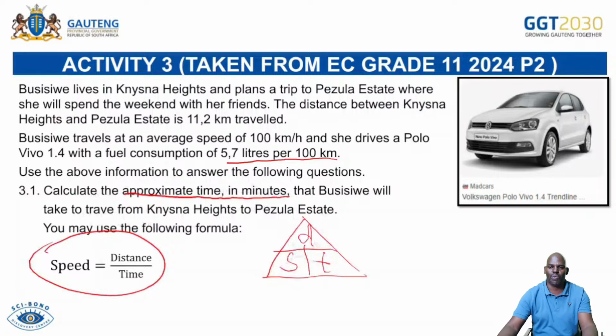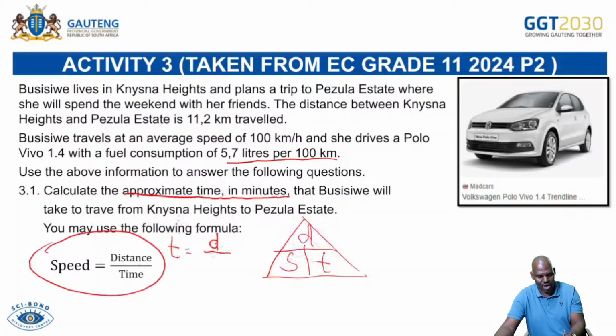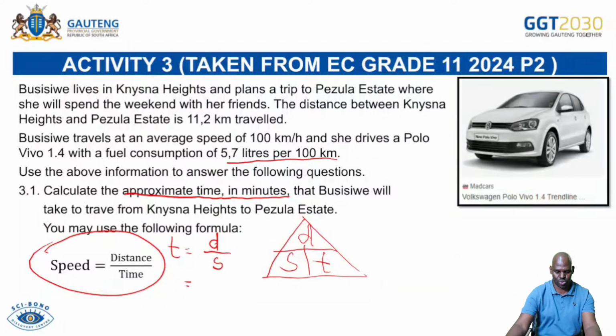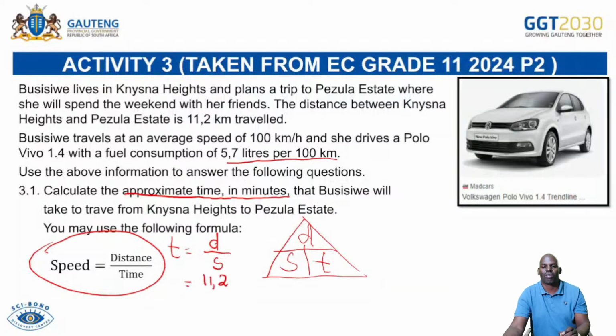So in this case, what are we supposed to calculate? We're supposed to calculate time. So we're going to say, therefore, time is equal to distance over speed. And then we do the substitution. What is our distance? Our distance is 11.2. We don't necessarily have to indicate the unit, we know that it's 11.2 kilometers. The speed is 100, in kilometers per hour. So we take 11.2 and divide it by 100, and that will be the time.